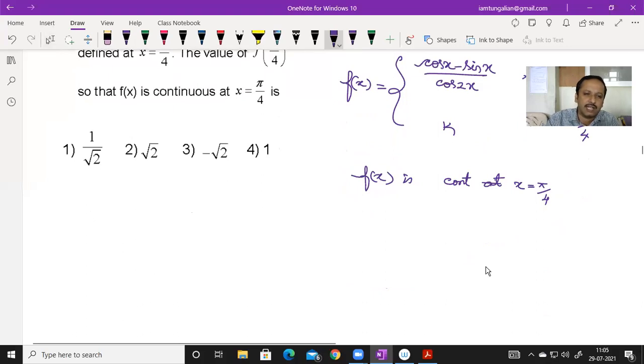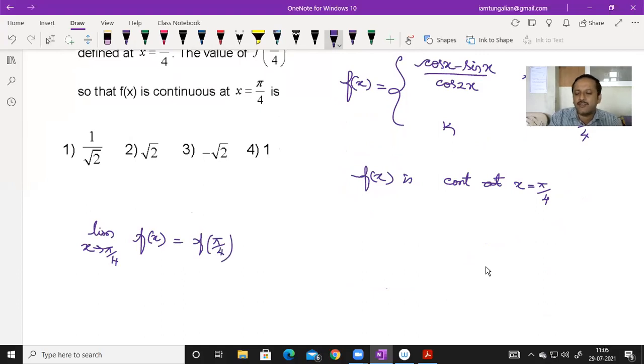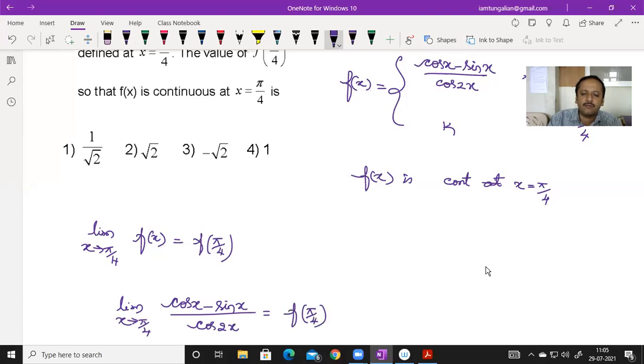How should we define this so that it is continuous at x equal to pi by 4? If it is continuous, the limit as x tends to pi by 4 of f of x must be equal to f of pi by 4. We don't know f of pi by 4, so I took it as k. So the limit as x tends to pi by 4 of (cos x minus sin x) divided by cos 2x is equal to f of pi by 4.